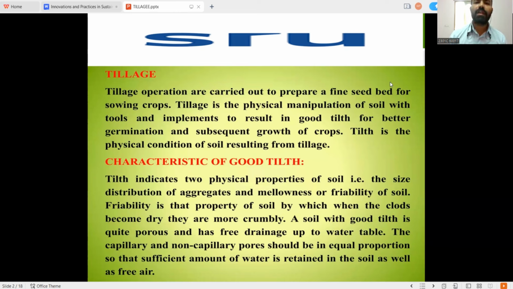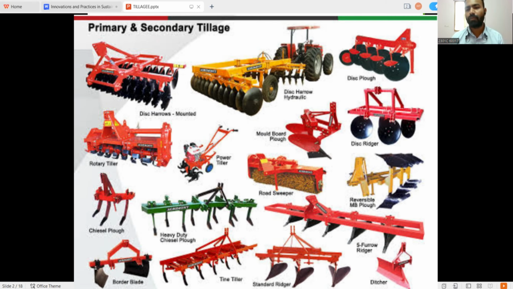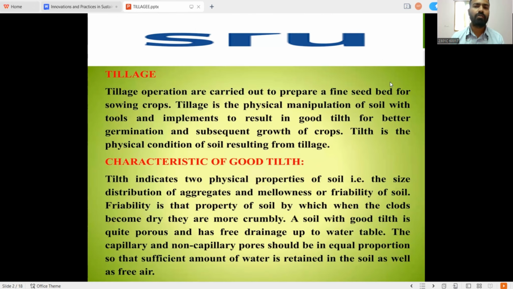Tillage is a physical manipulation of soil with tools and implements to result in good tilth for better germination and subsequent growth of the crops. Means what? What are we doing in tillage? We are physically manipulating the soil with different tools and implements. For what? For making soil suitable, for better result in good tilth and better germination and subsequent growth of our crop.